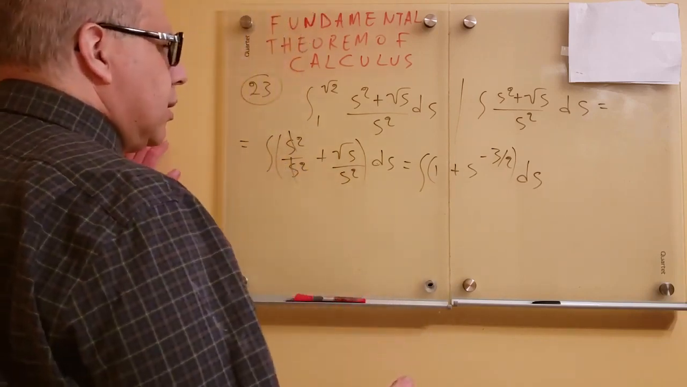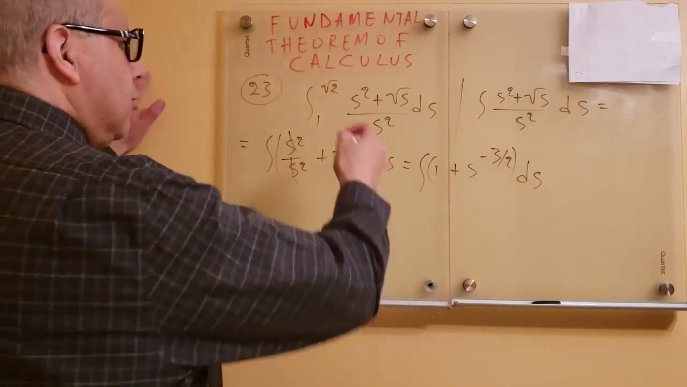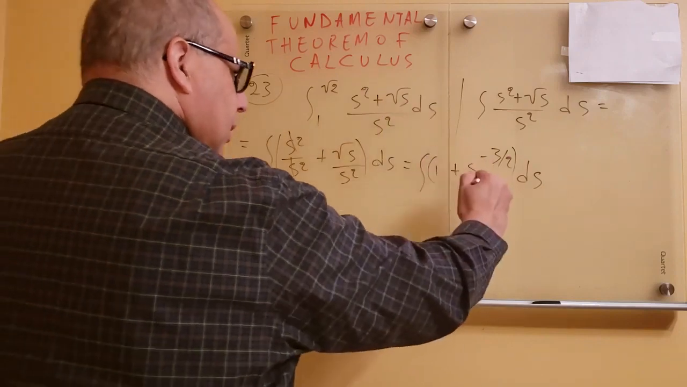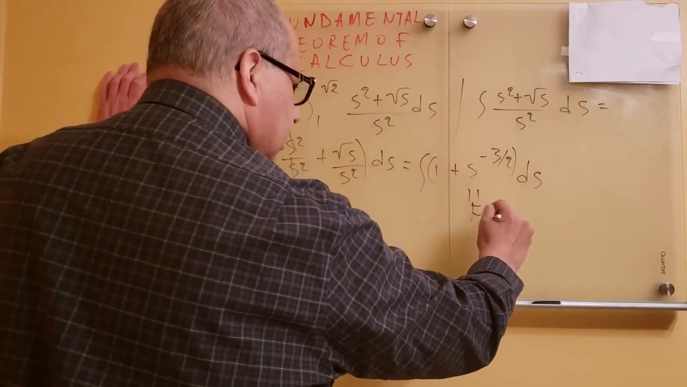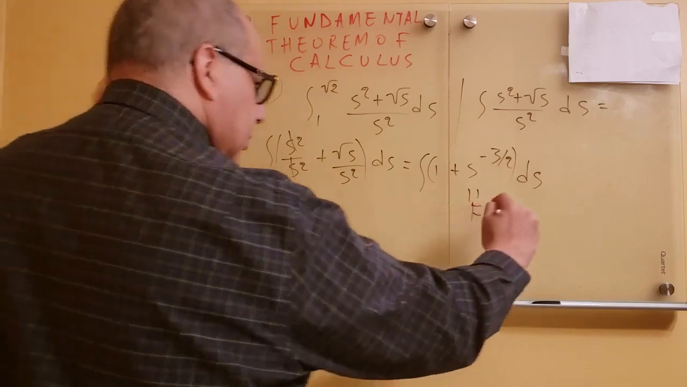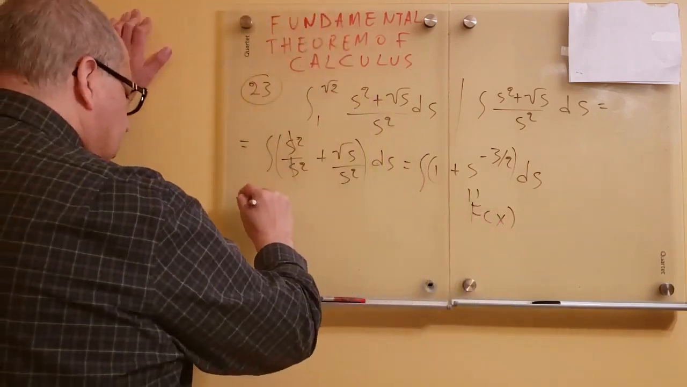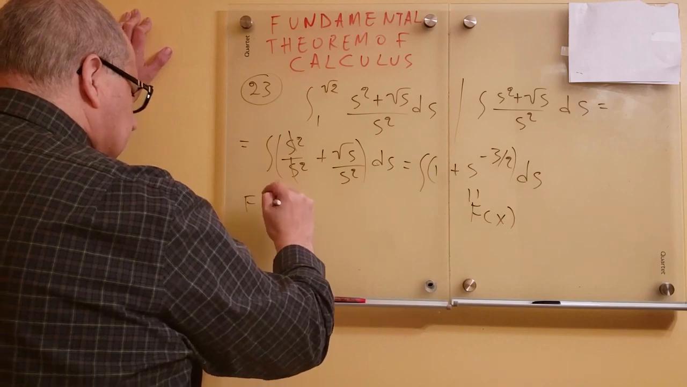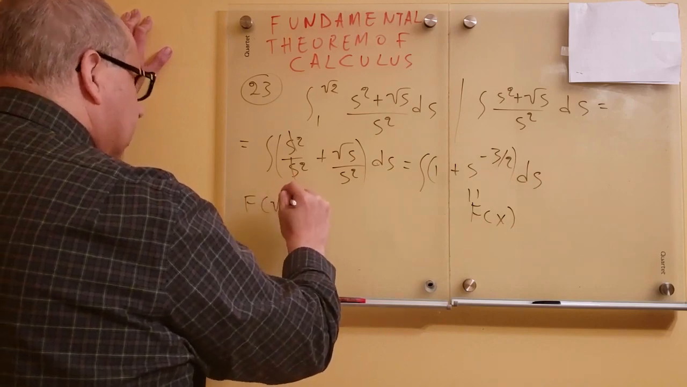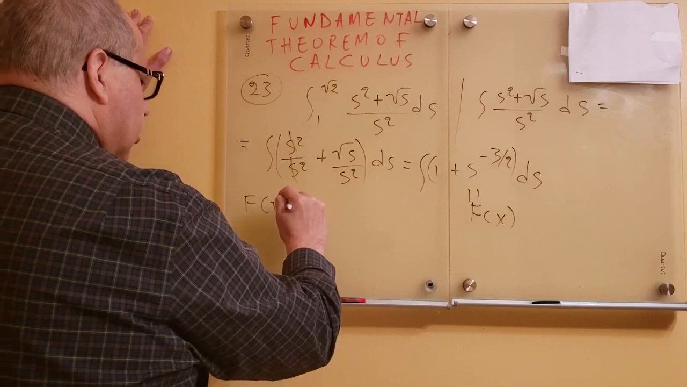So that's it. And now, this is the capital F of x. So you have to evaluate it at this point here. So you have to find the capital F at square root of 2.